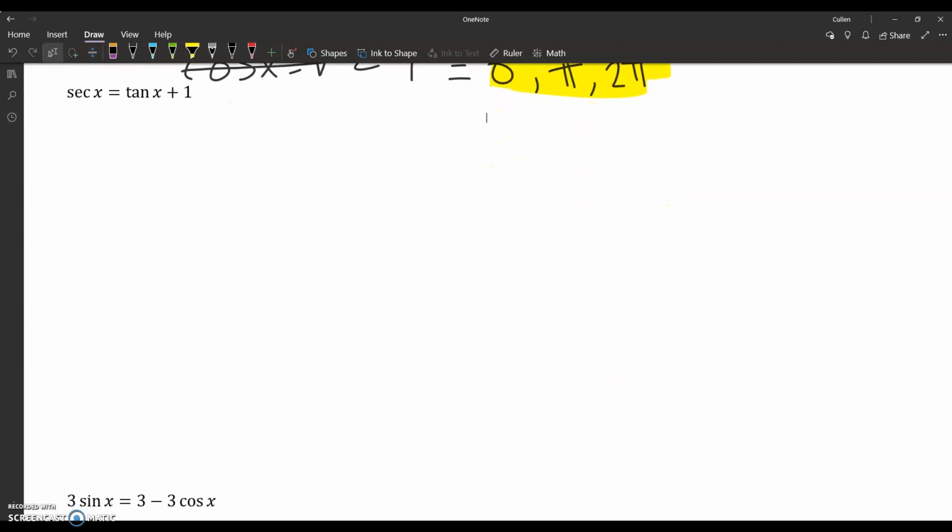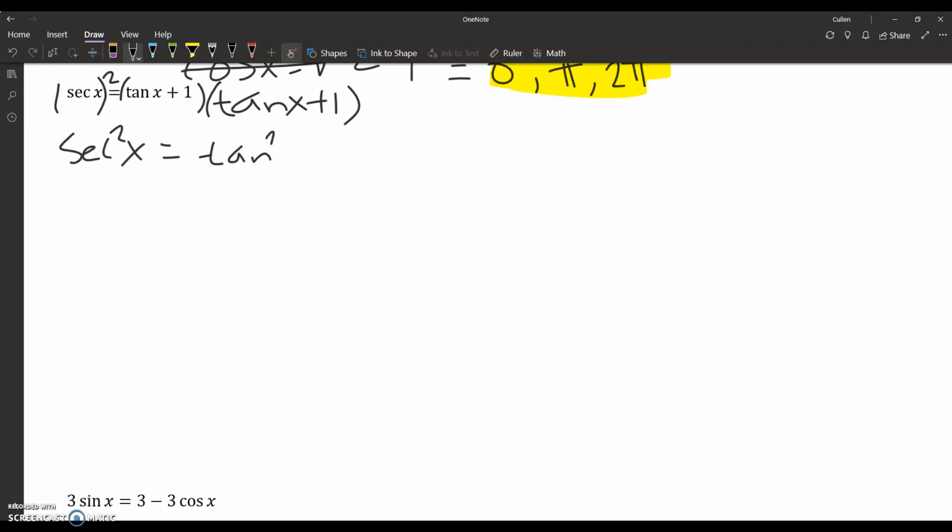We're going to do secant of x equals tangent of x plus 1. So this one is a little bit different. What you want to do for this one is you're going to square both sides. Okay, so we're going to square both sides here. If I square it on the left-hand side, it will give me secant squared x. And if I square it on the right-hand side, I'm going to FOIL this with itself, so tangent of x plus 1. So doing that, you'll get tangent squared x.